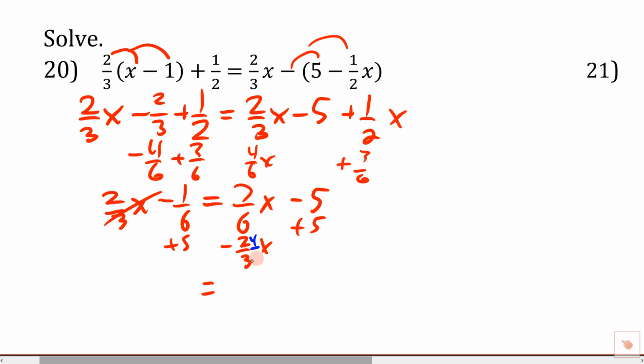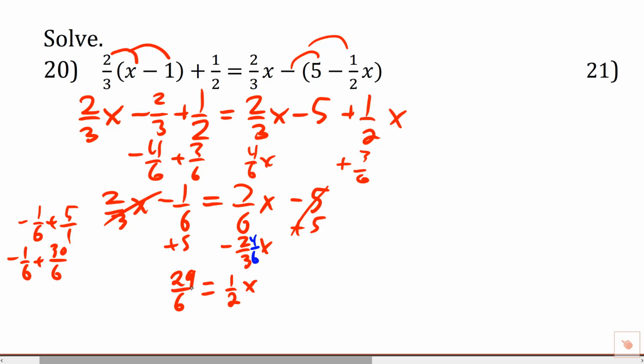This is the same as 4/6. So I've got 7/6 minus 4/6. That's 3/6. So what that means is this is 1/2 x. We got rid of that over there, and I've got negative 1/6 plus, over here we would have 5 over 1. That's negative 1/6 plus, if I get a common denominator, that's 30. So this is going to be negative 1 plus 30. That's going to be 29/6.